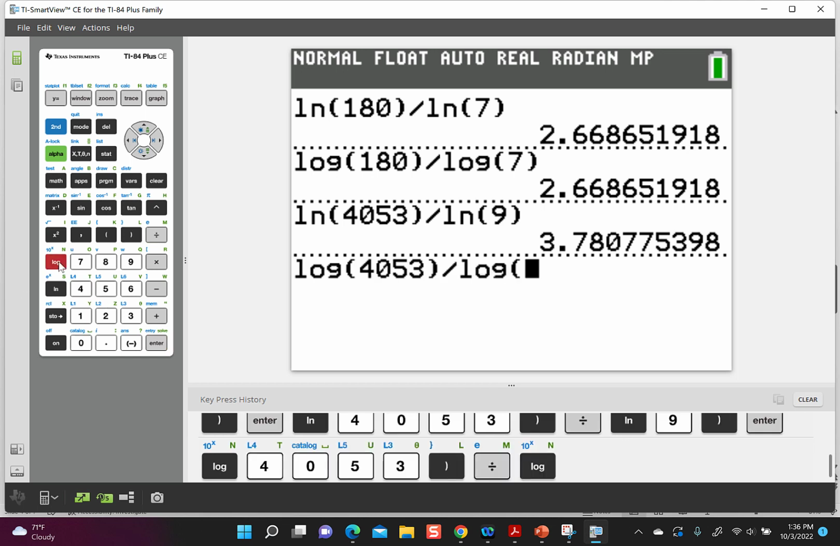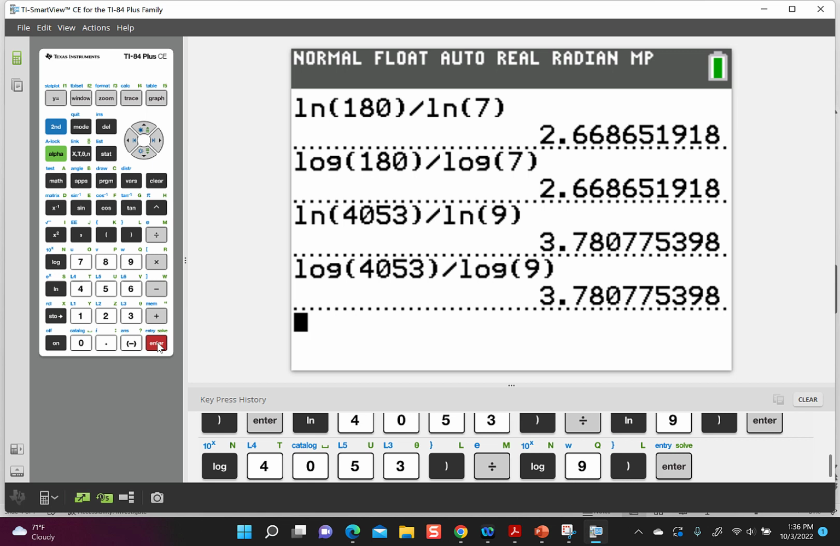Now notice, as soon as I hit log, it puts a parenthesis, so I want to remember to always close it so it gives me the right value. When I hit enter, again, I get the same thing. So we're going to call this 3.78. The 07, I'm going to round that 7 up, so I get 3.781.